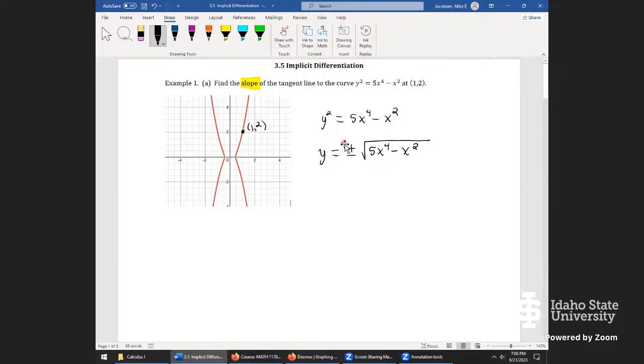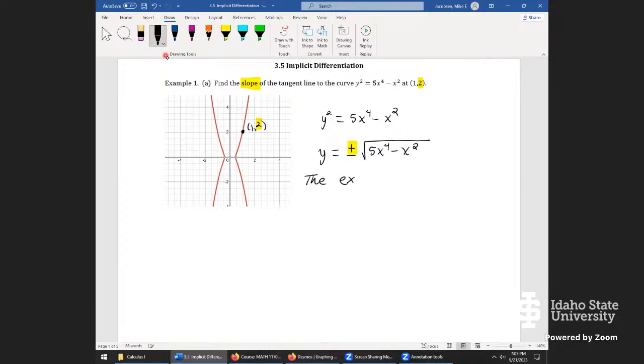Anyone see which it'll be? The positive root or the negative? I heard positive? Absolutely. And the reason it's positive is because this second coordinate 2 is positive itself, which is what's taking us to that positive root right there. If it was (1, negative 2), we'd have been down here, and we'd have used the negative sign in our answer. So now we have a function.